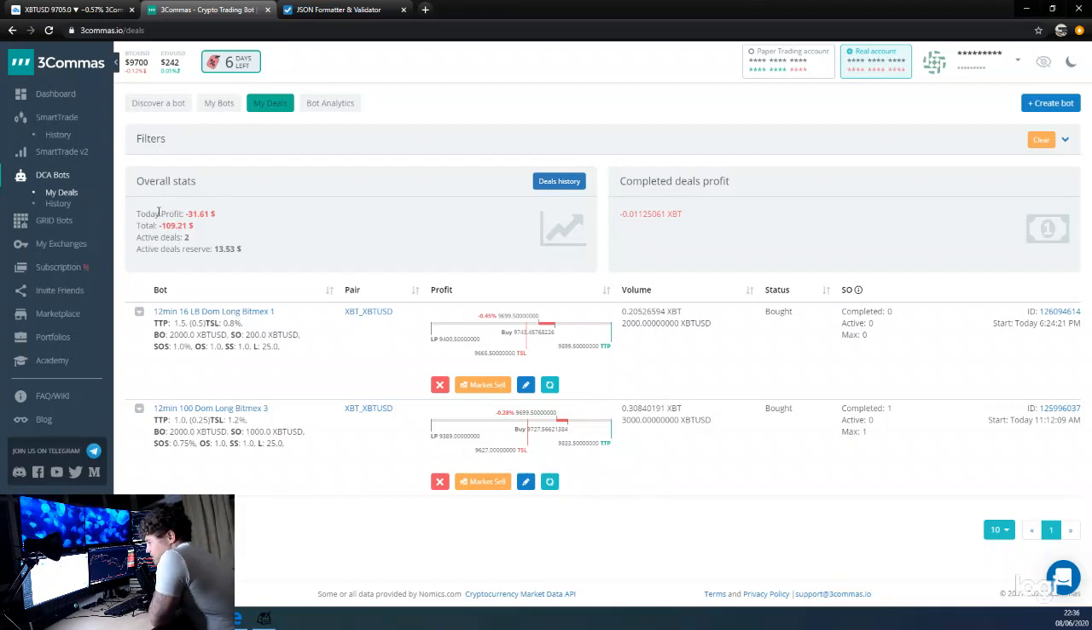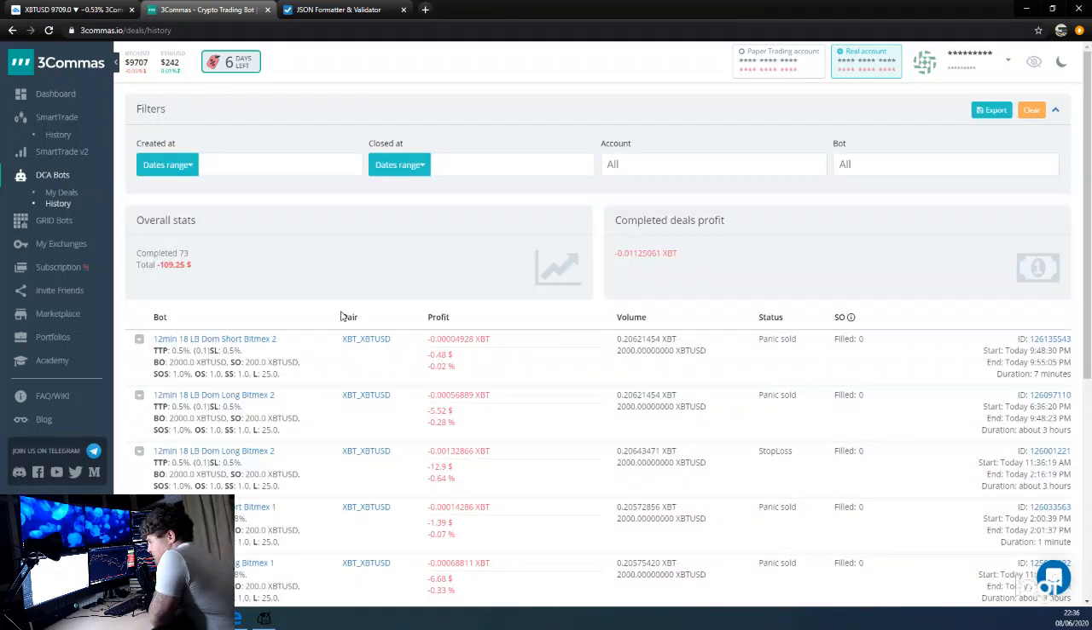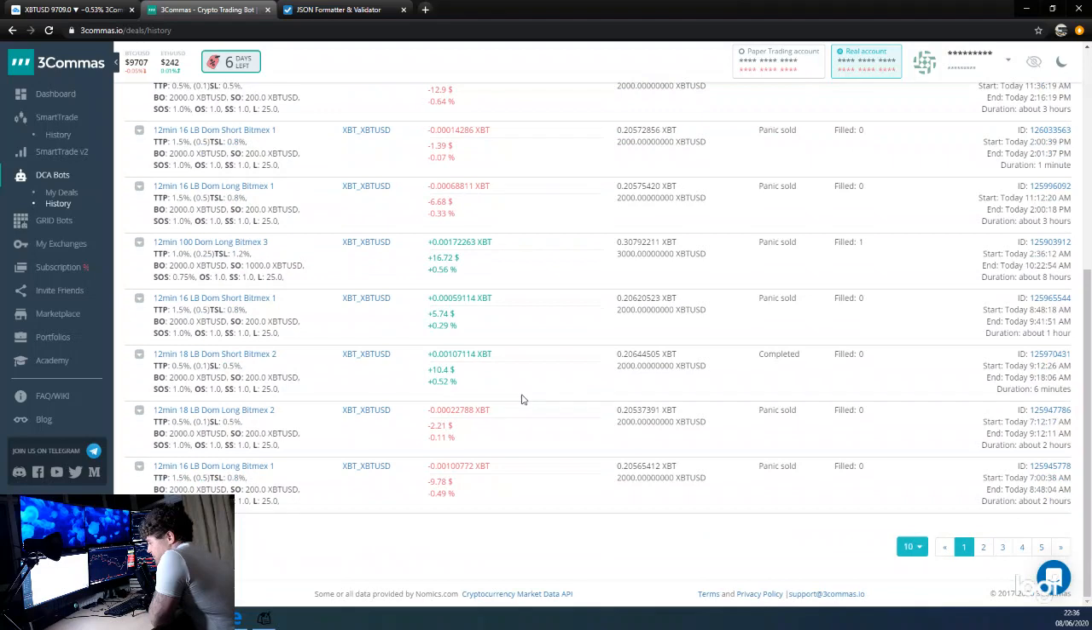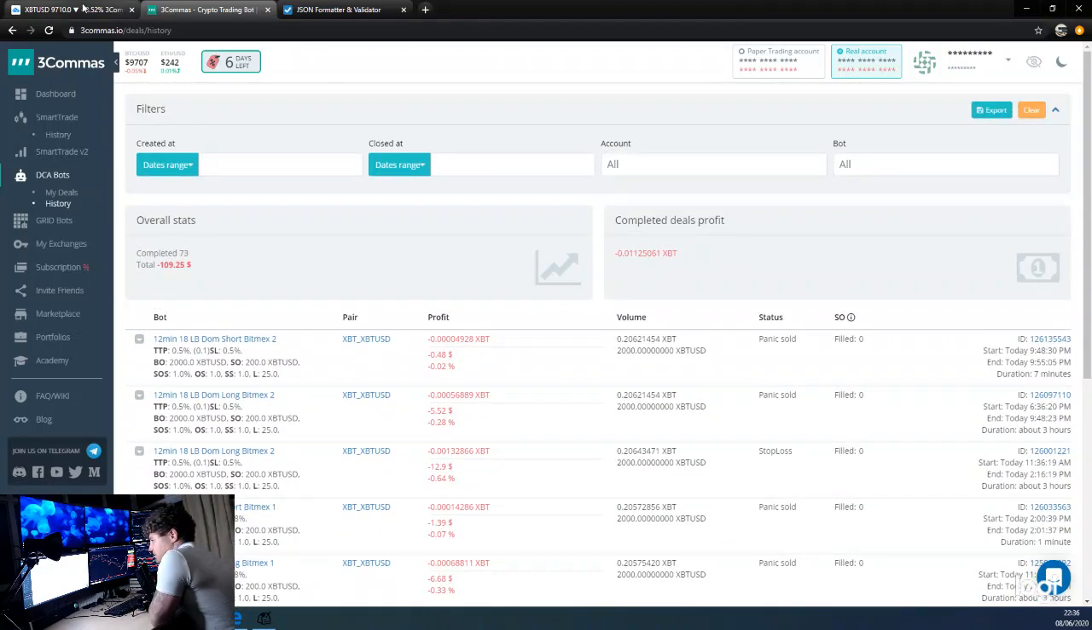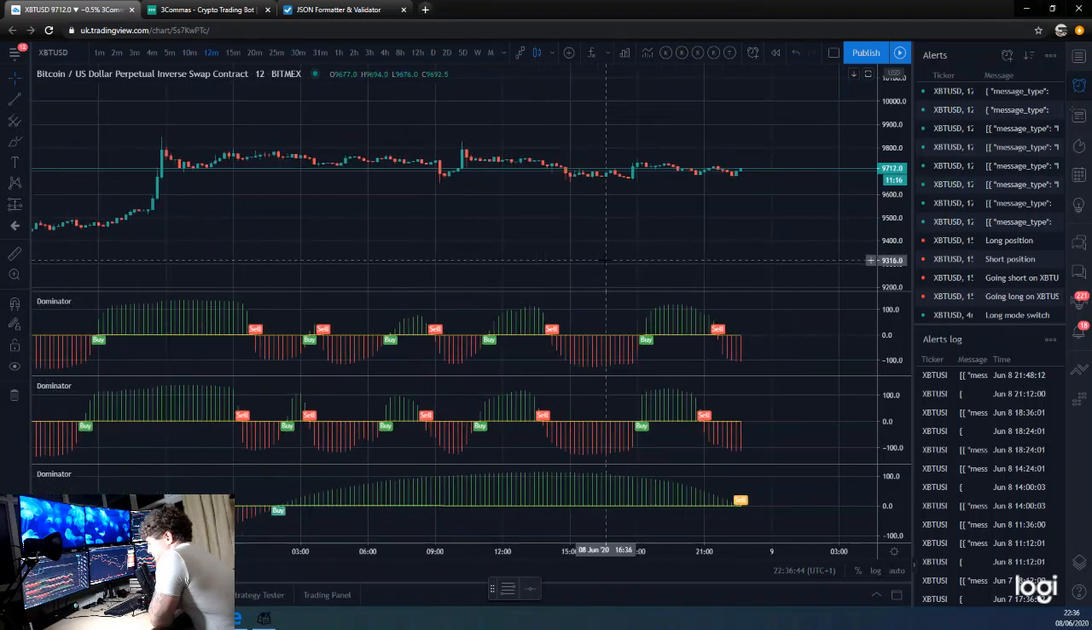So yeah, that's the total so far. $31 down today, $109 down in total. I'll show you the deal history. We're running at 73 deals now, but it's just bad market conditions. It's bad timing with starting the bot. It is what it is though. This is how it works.